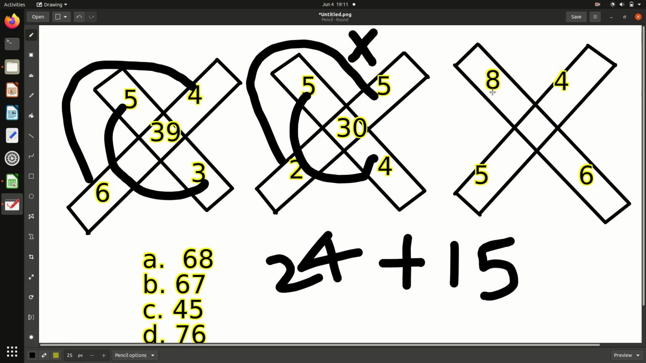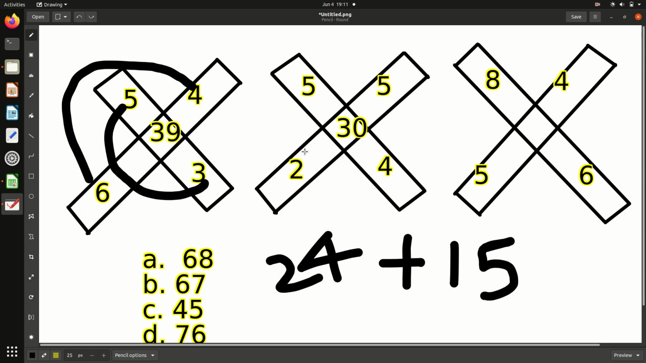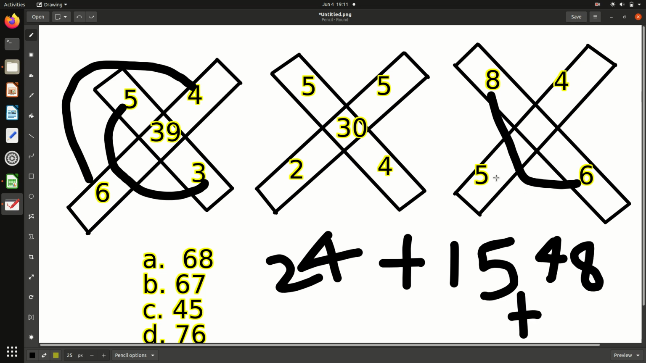Now similarly for the answer we can do 8 into 6. Okay, so let me first erase this. So 8 into 6 you have to do the multiplication. So it will be 48, and then you have to add 48 with 5 into 4, which is 20. Okay, so the result will be 68. So this will be our answer, 68.